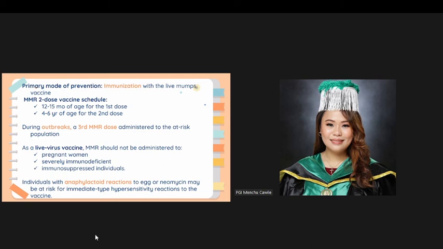As a live vaccine, MMR should not be administered to pregnant women, patients who are severely immunodeficient, and immunosuppressed individuals. HIV-infected patients who are not severely immunocompromised may receive the vaccine because the risk for severe infection with mumps outweighs the risk for serious reaction to the vaccine. Individuals with anaphylactic reactions to egg or neomycin may be at risk for immediate type hypersensitivity reactions to the vaccine.